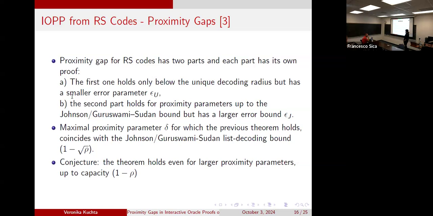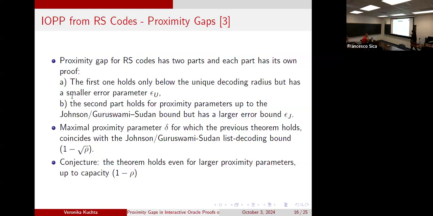In that paper, it was conjectured, and it is actually a really interesting question, that this theorem, the proximity gap for Reed-Solomon codes, holds even for larger proximity parameters, for larger delta, up to the capacity 1 minus rho. And remember, as I mentioned before, larger delta means better for the soundness property of our IOP protocol, right?